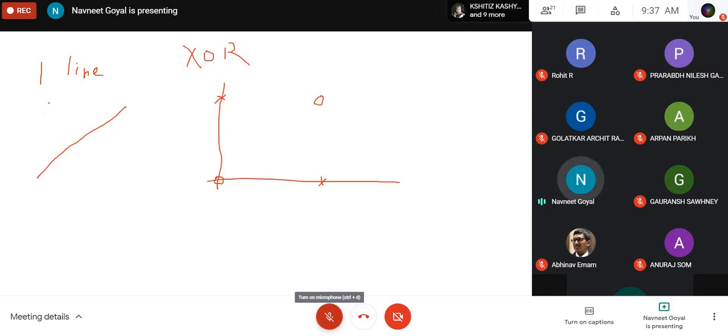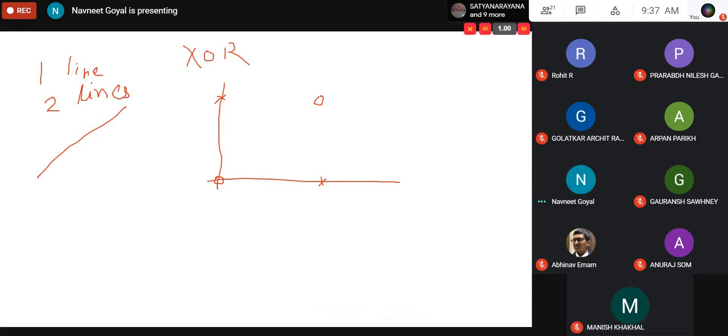But if I now say that instead of using one line, you use two lines, then what happens? Are you able to solve this problem? Yes, sir. Right, so let me draw two lines. Any two lines. One is this and one is this. So is it similar to what we were discussing in terms of union of intervals?